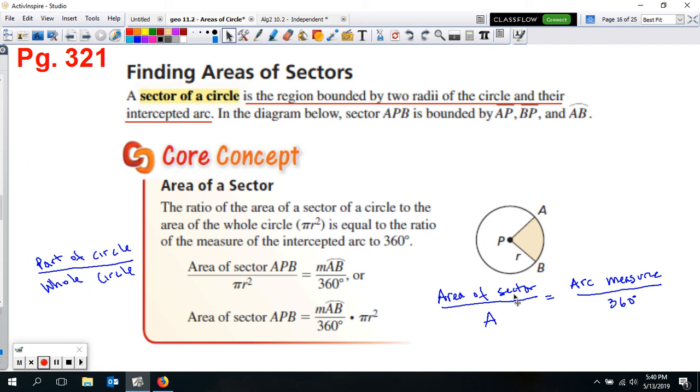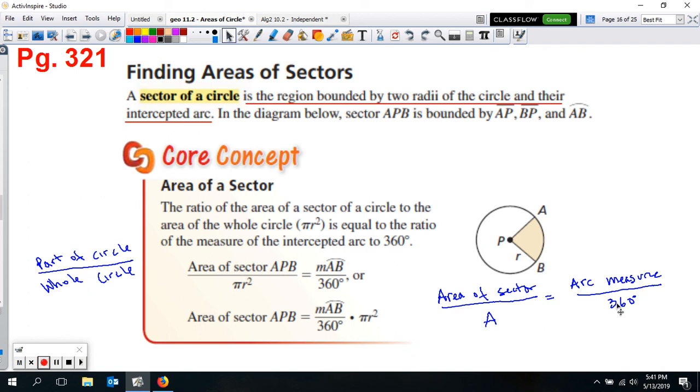I also put it over here in a simpler way. You're going to write this down as well. Just area of the sector over the area formula equals arc measure over the 360. It might be a little easier to think about it this way. So if you want to find the area of a sector, you also could just multiply both sides by the area formula. So it's really the area formula times the arc measure divided by 360.